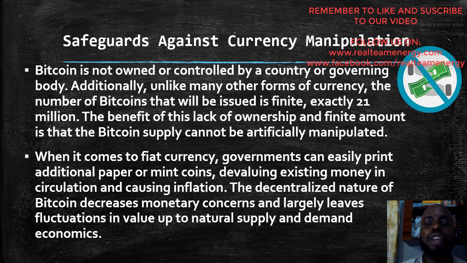When it comes to fiat currency, government can easily print additional paper or mint coin, devaluing existing money in circulation and causing inflation. The decentralized nature of Bitcoin decreases monetary concern, and largely leaves fluctuation in value up to natural supply and demand economy. I just explained that. Thank you.